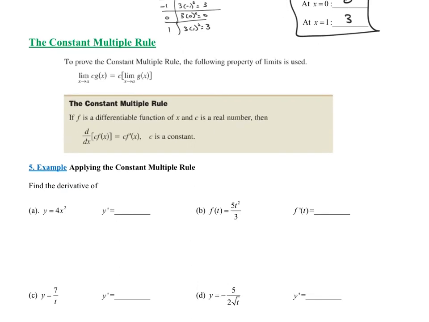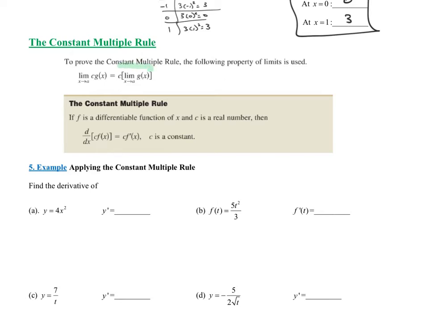The next rule you're going to learn is called the constant multiple rule. So we know that the derivative of x is 1. We know that the derivative of x squared is 2x. The derivative of x cubed is 3x squared. But what happens if I throw a number in front there? For instance, what's the derivative of 5x? What's the derivative of 3x squared or 4x cubed? How do I handle that? That's what's called a constant multiple.